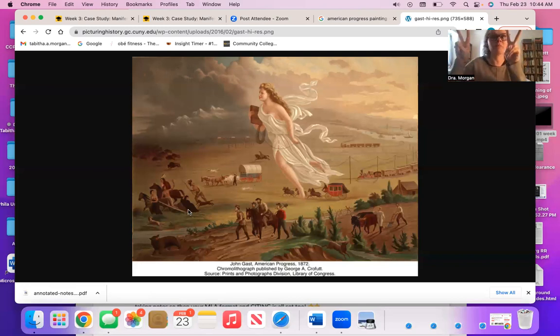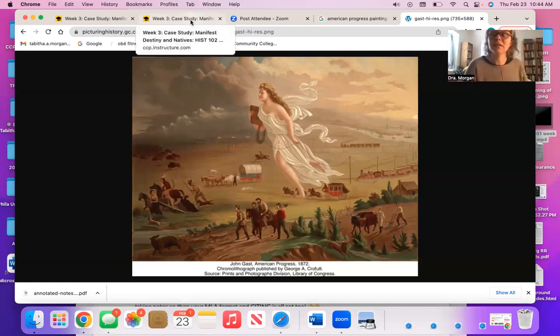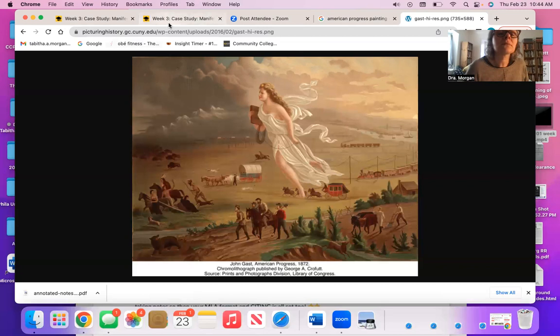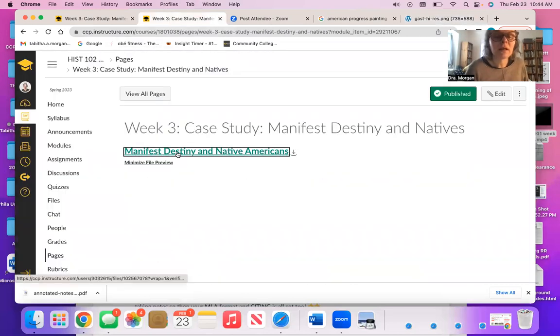So if you're not part of progress and civilization, what are you? Uncivilized, savage, heathen. Right? And you can see they're all white Americans, Anglo Americans, and in order to move into the West, they need to do it by Indian removal. So that's this. No, wait. I thought I already had this up.